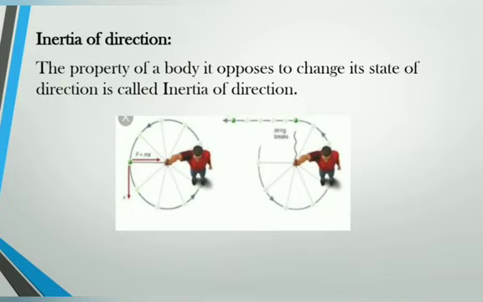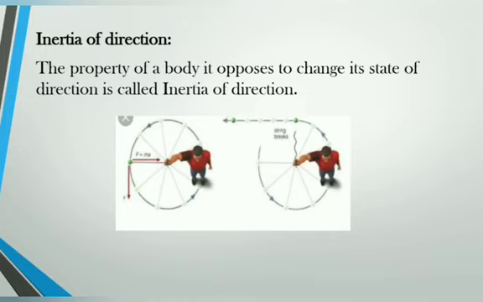This is the concept of inertia and the types of inertia with examples. Inertia of rest: the body opposes a change in its state of rest. Inertia of motion: the body opposes a change in its state of motion. If the body opposes a change in its direction, it is known as inertia of direction. With examples, we have studied one example now.